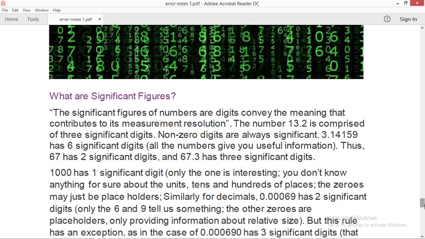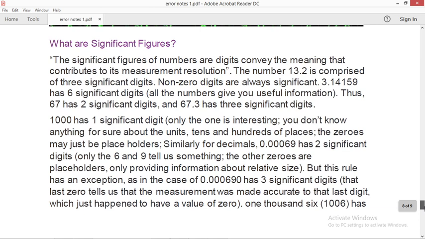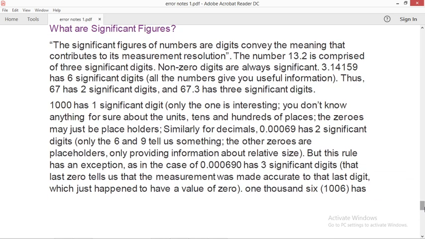1000 has 1 significant digit. Only the one is interesting. You don't know anything for sure about the units, tens, hundreds places. The zeros may just be placed as holders. Similarly, for decimals, 0.00069 has 2 significant digits. Only the 6 and 9 tell us something. The other zeros are placeholders, only providing information about their relative size.